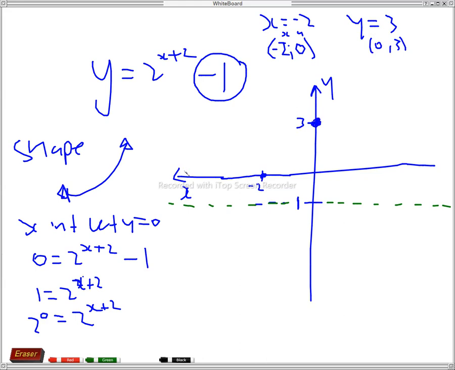So therefore let me sketch. Remember, don't touch the asymptote when you sketch. Therefore this is our shape. You still remember when we started to determine the shape? So this is how basically we sketch the exponential function.